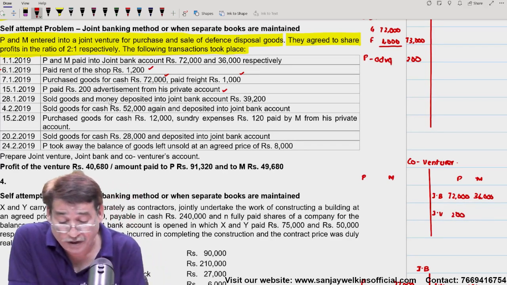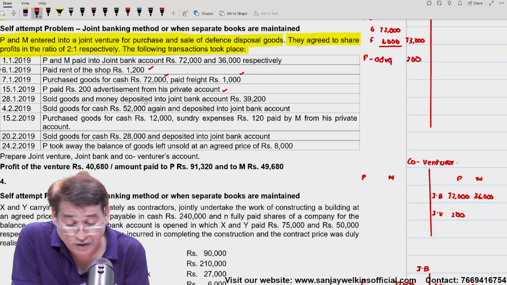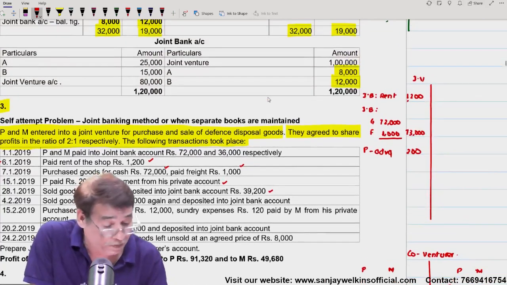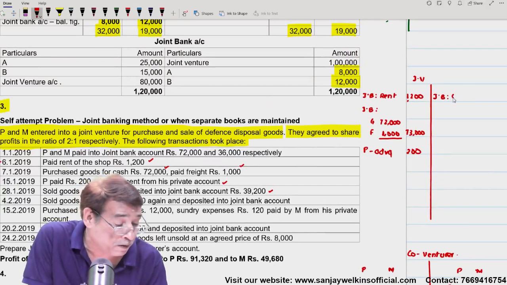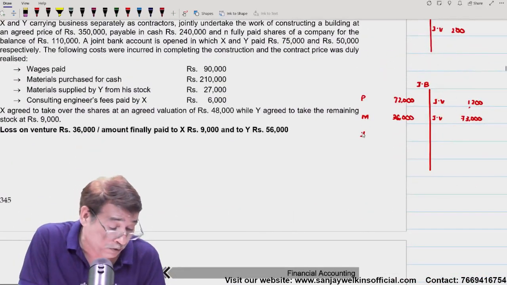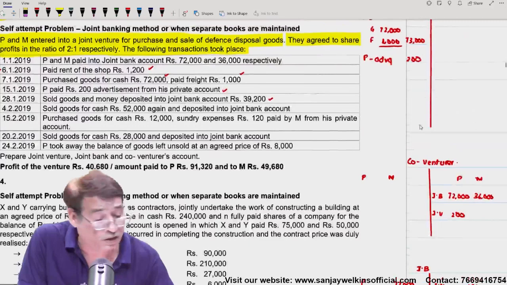Then we are given that sold goods and money deposited in joint bank. So we have received some money in this case by joint bank, sales, 39,200 worth of sale we have incurred. Amount deposited in joint bank. On the debit side of joint bank, we are going to write to joint venture 39,200. Is it clear to you?